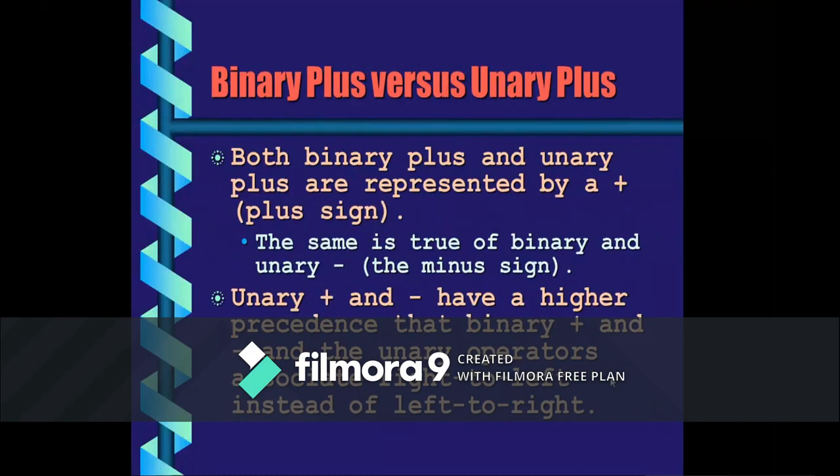And similarly for binary plus and unary plus, we have the comparison between this. So what is the use of having unary operators and binary operators, and how can we represent them in this expression, and what is the associativity? It will be from right to left instead of left to right. We have to follow that.